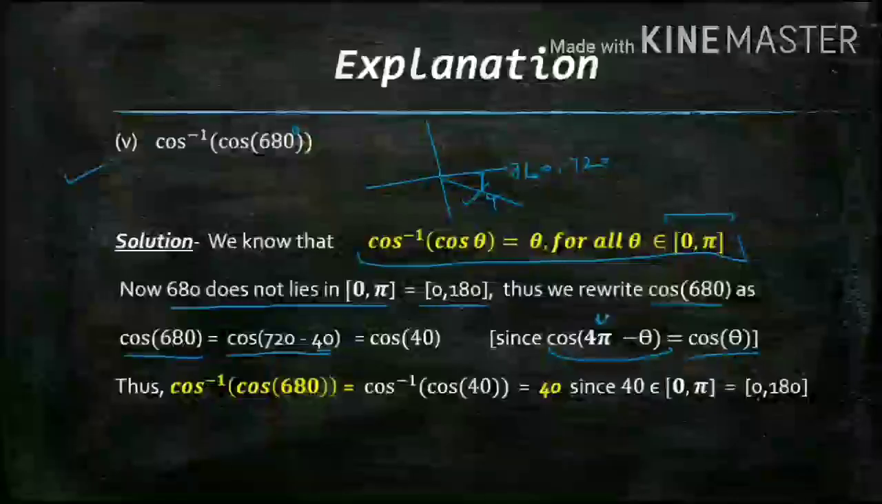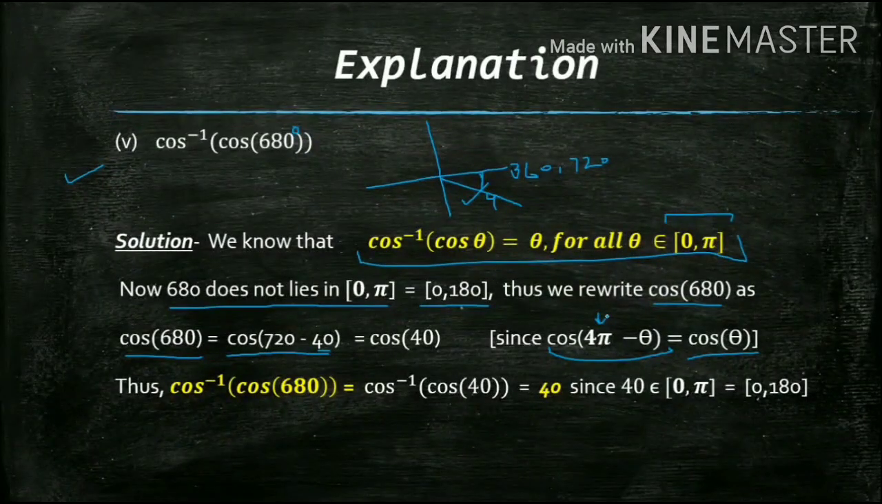You already know this from the previous trigonometric lectures that you have attended in the previous classes. So this would be just cos 40 degrees, and now you can check that 40 degrees belongs to this domain. So cos inverse cos 680 degrees is cos inverse cos 40 degrees, which is equal to 40 degrees by the self-adjusting property. This is all in degrees, since 40 degrees belongs to 0 to pi, which is nothing but 0 to 180 degrees.